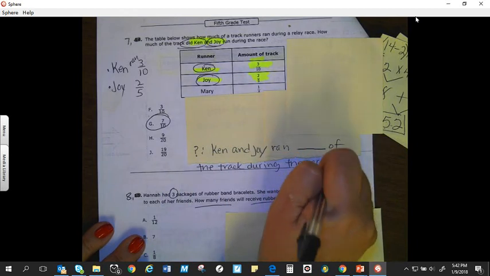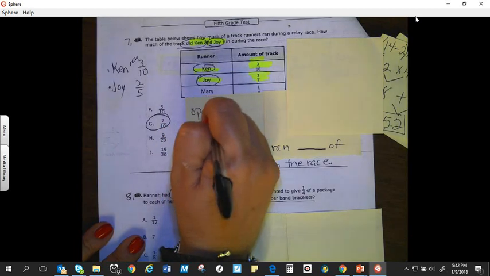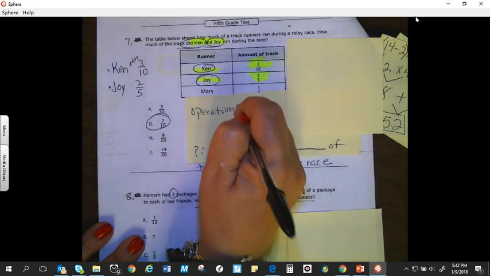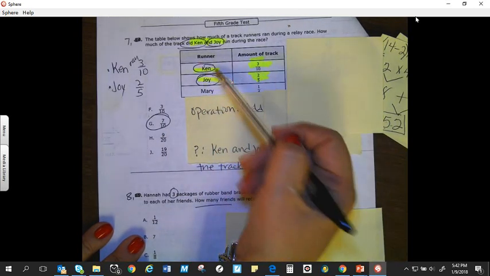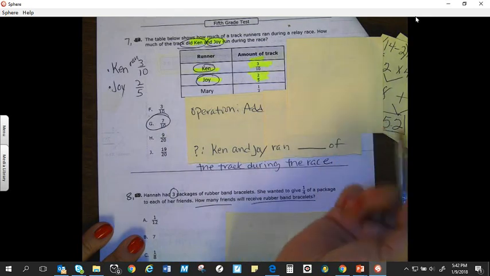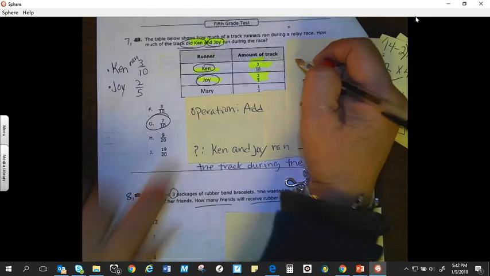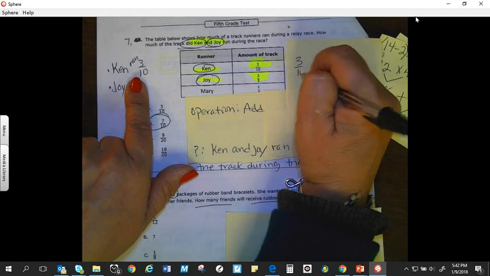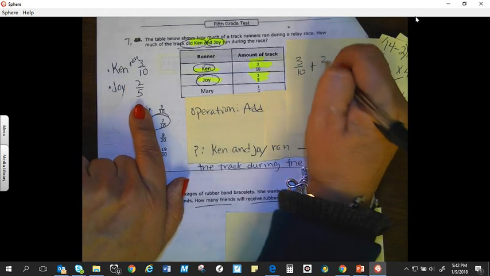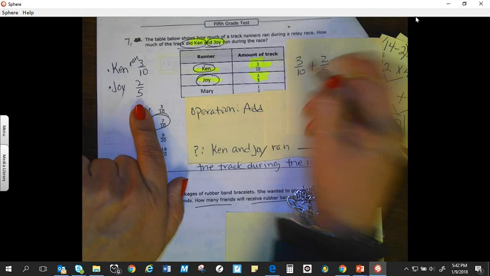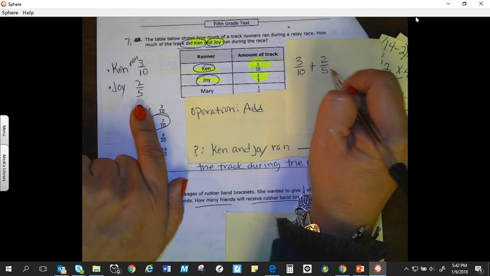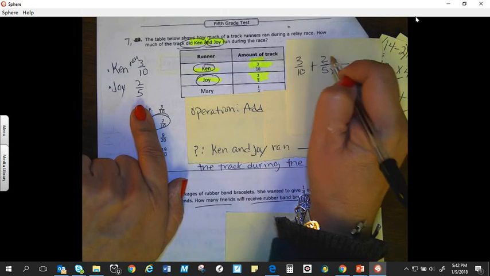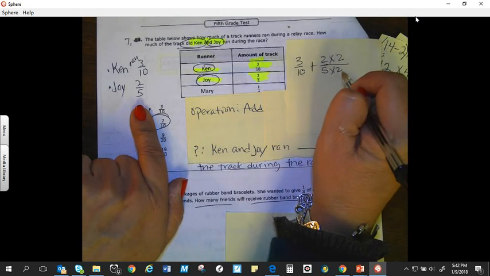Okay. Now, what operations do I need to use? I'm going to add, because I'm finding out, combined together, how much they run together. Ken again had 3/10. Joy had 2/5. I can't add these up until I have a common denominator. So I know that 10 is my closest, so 5 times 2 and 2 times 2, because whatever I do to one, I must do to the other.